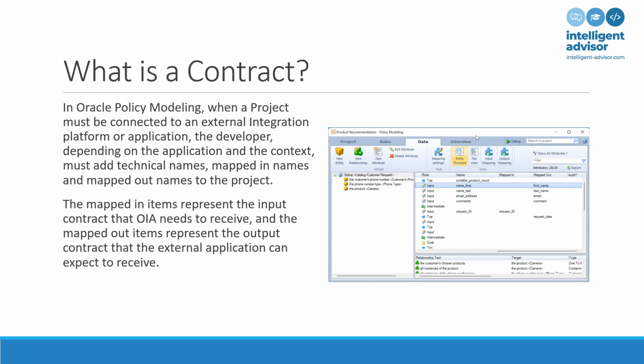So in a sense, the mapped in items represent what we can call the input contract. It's the data that OIA expects and needs to receive, and the mapped out items represent the output contract that the external application expects to receive. So that's precisely what a contract is, a definition of input and output elements.